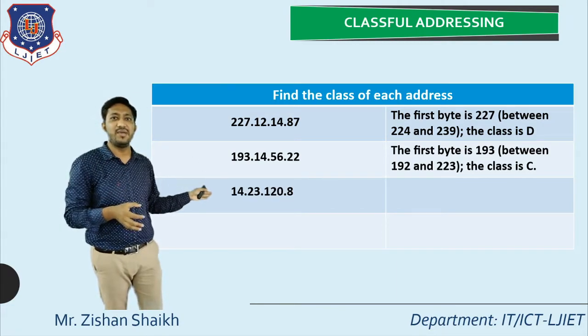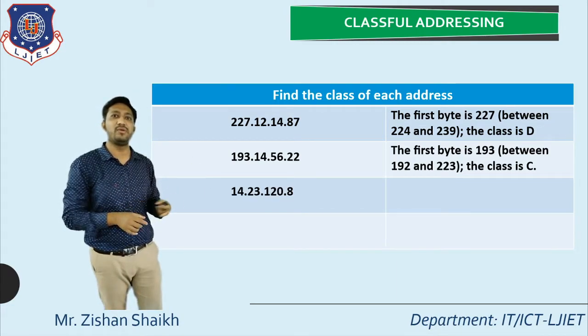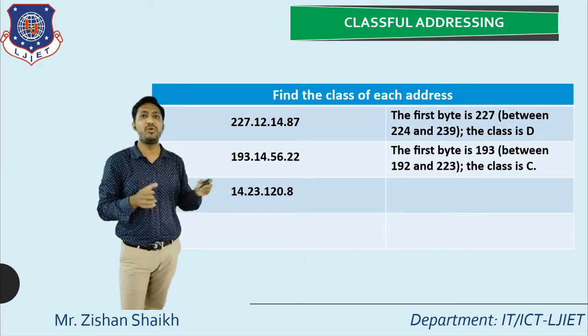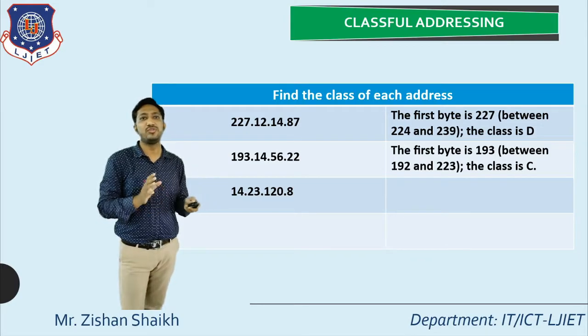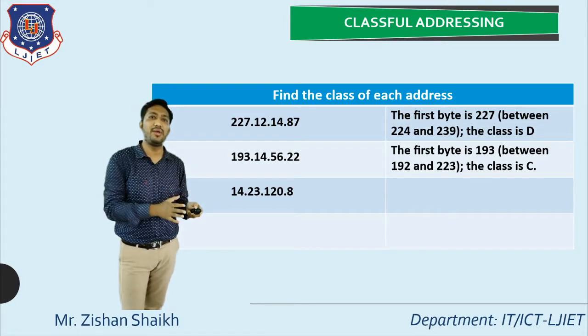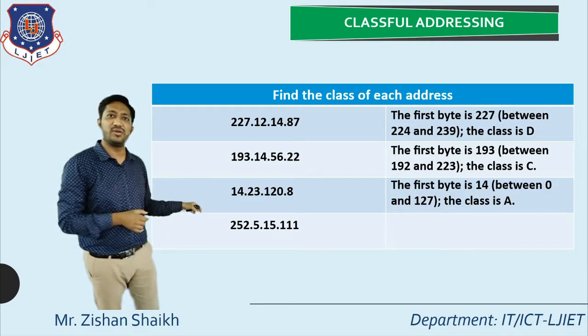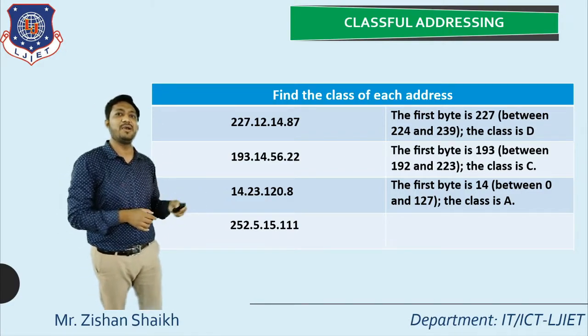In the same way, take 14.23.120.8. Easily I can say that it is from 0 to 127, so it belongs to class A. And the last example is about the 252 range. The first octet says it is decimal 252.